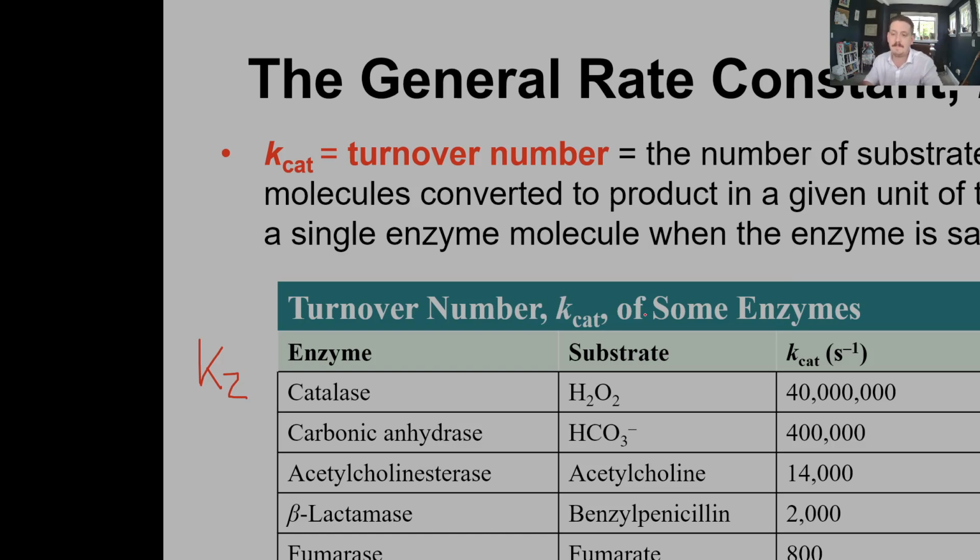So let me say that again. I'm getting a little tired here, guys. The Kcat is the number of molecules of substrate converted into product per second. So for the enzyme catalase, it converts 40 million hydrogen peroxides to water, which is the product, per second. That's what the Kcat is.